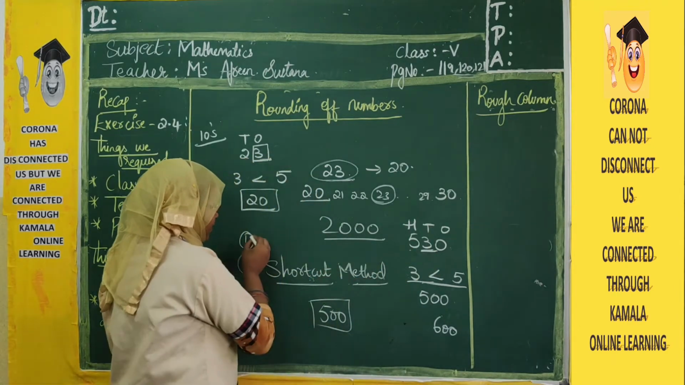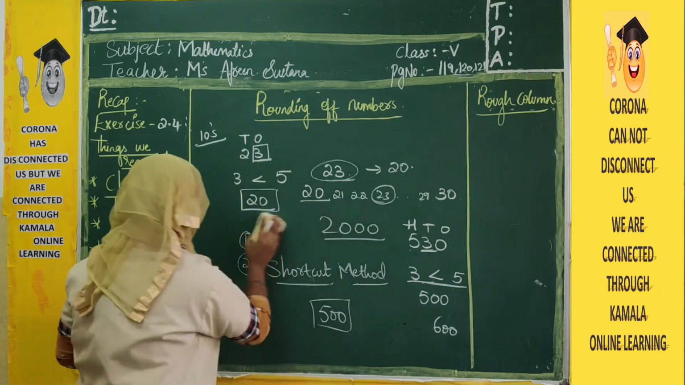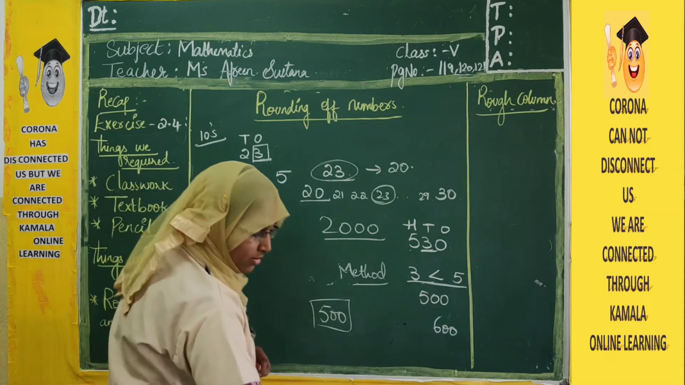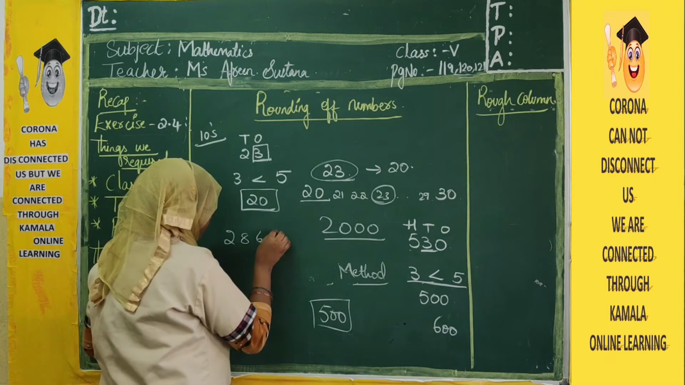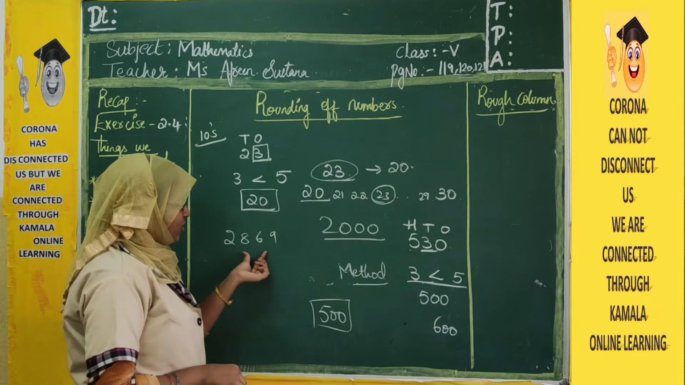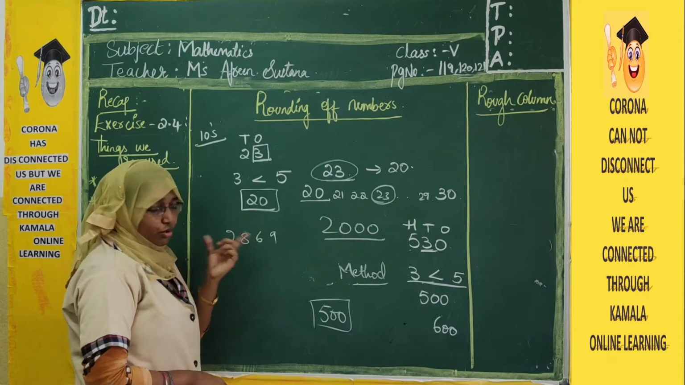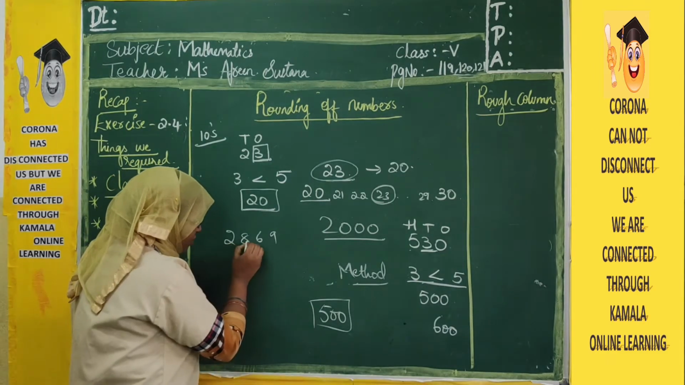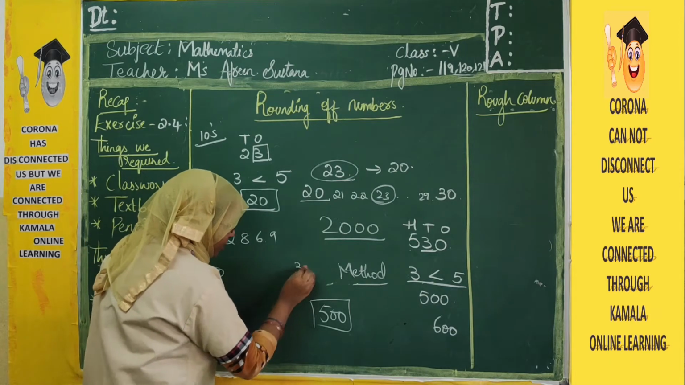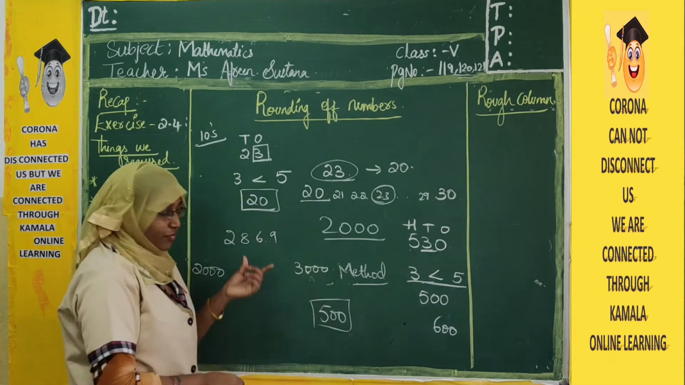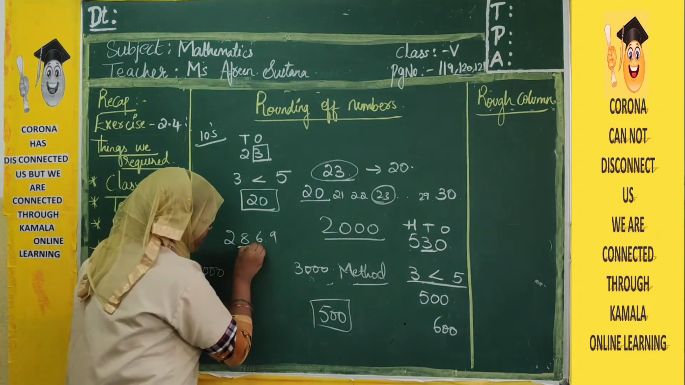So whenever you are doing it for 1000, now I want to do this as nearest to thousands. So our value 2869 lies between 2000 and 3000, right? Whenever we are doing it for 1000, now we will consider the digit at the hundreds place.